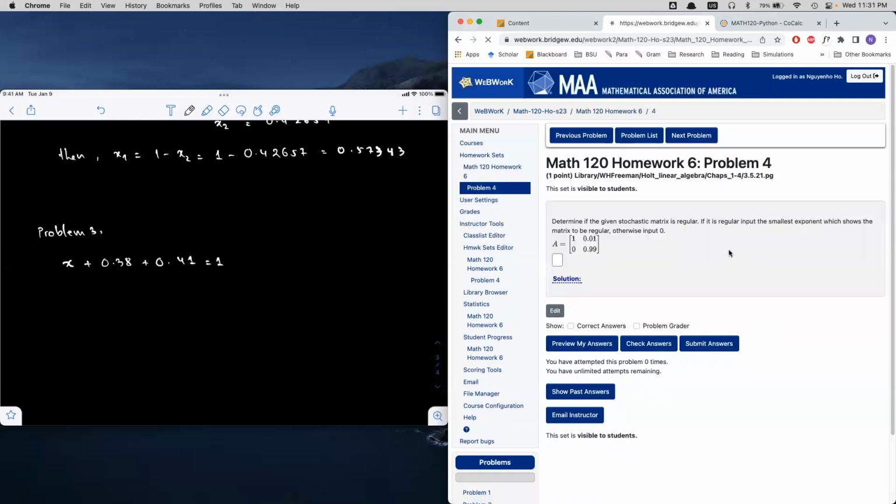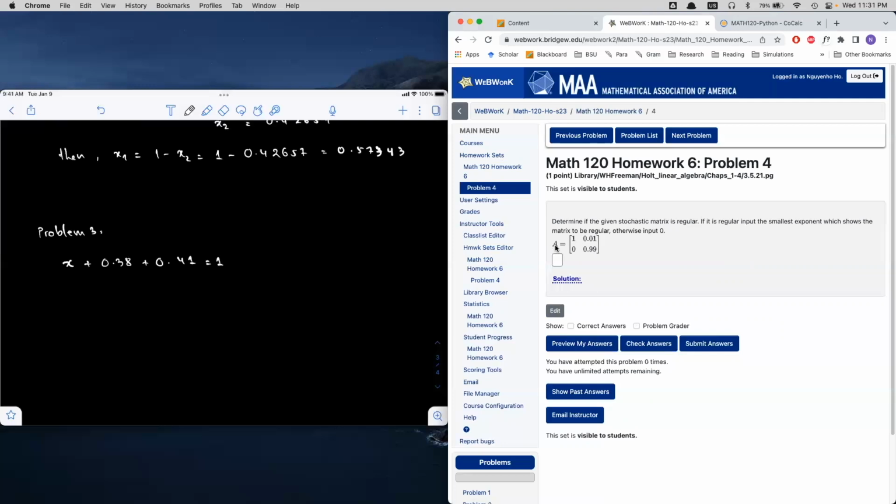Now for problem 4, the question is to determine if the given stochastic matrix is regular. If it's regular, input the smallest exponent which shows the matrix to be regular, otherwise input 0. So to check for a regular matrix, you perform a series of calculations for the powers of the matrix A: A to the first power, A to the second power, and so on, until you find that the matrix no longer has a 0 entry.